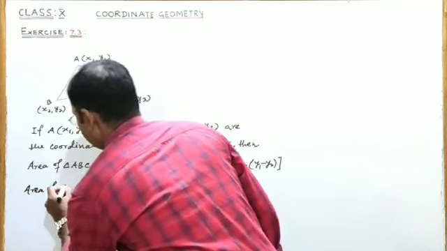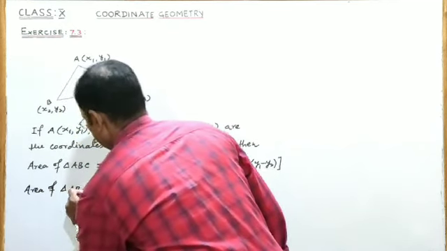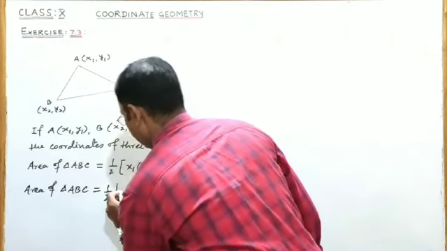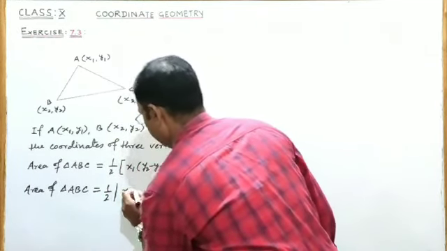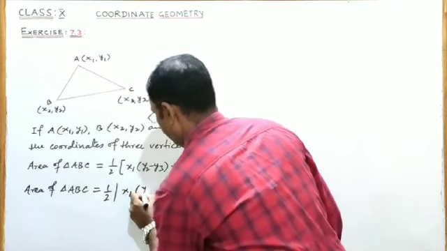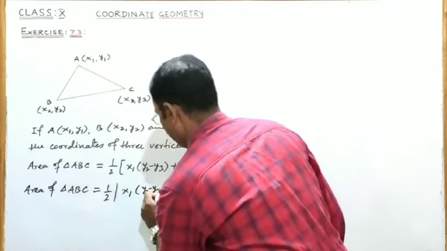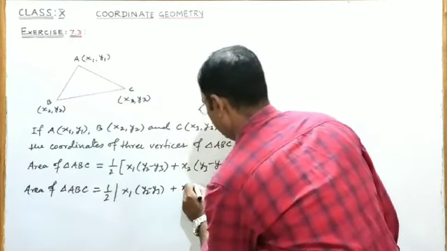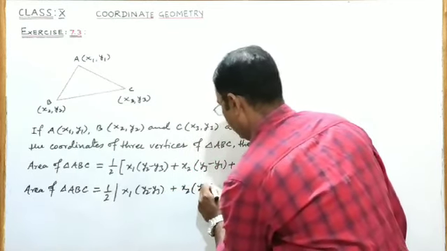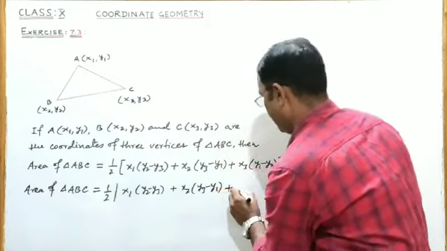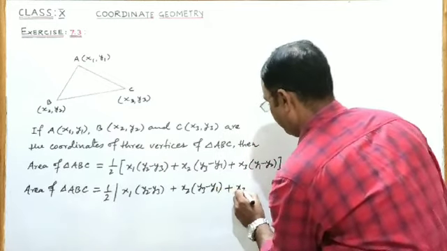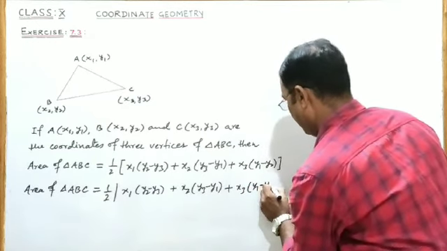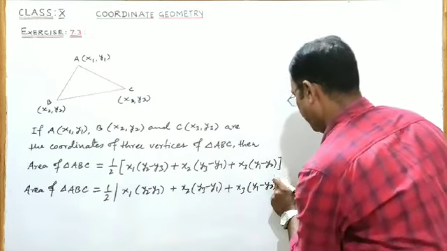Area of triangle ABC is equal to half into mod x1 into y2 minus y3 plus x2 into y3 minus y1 plus x3 into y1 minus y2.